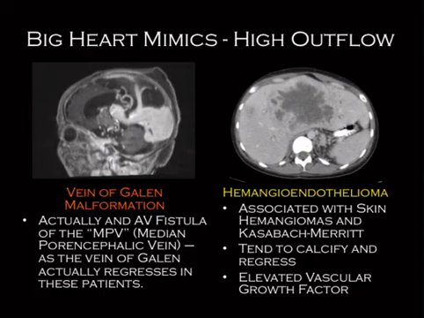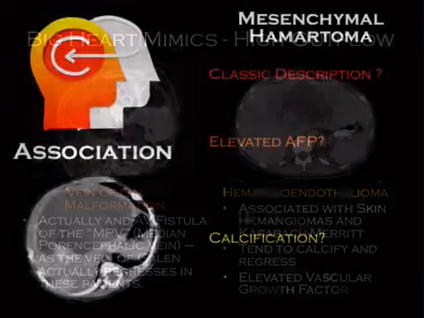Hemangioendothelioma is associated with other hemangiomas, and the Kasabach-Merritt syndrome, where you've got a consumptive thrombocytopenia, where the platelets are consumed, they're sort of balled up in these big hemangiomas, so you have low platelets as a result. These things tend to calcify and regress, and unlike the hepatoblastoma that had an elevated AFP, these things will have an elevated endothelial vascular growth factor.